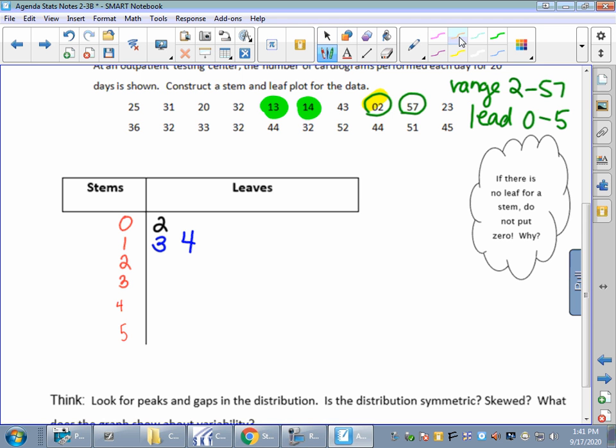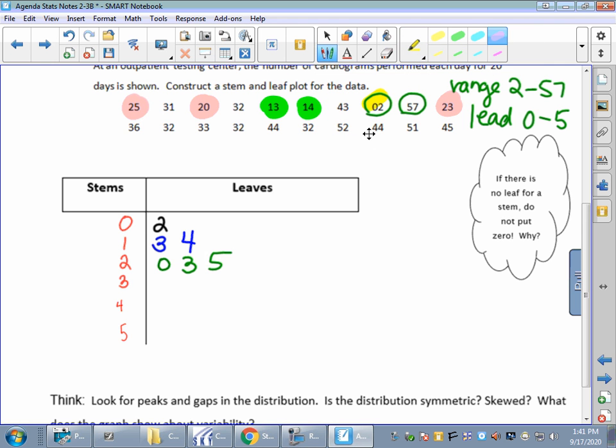Then I'm going to go to my 20s place. I've got 20, 20, 20. Looks like just those 3. So put that ones place in order. If I'm going to do that, I've got a 0, 3, 5. Notice how I'm kind of lining them up as I go down my leaf section. It's all about organizing the data.